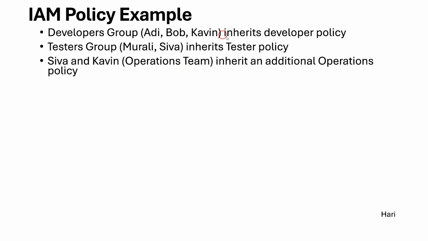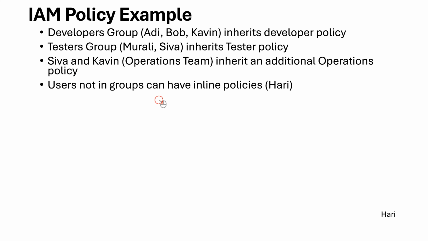If you see, Kavin is a part of the developers group and Shiva is part of the tester group. And now Shiva is part of the operation group and Kavin is also part of the operation group. And they have one more policy called operation policy. We attach it to this operation group. Now you may have some users, for example Hari, who do not belong to a particular group. In that case, if you assign any IAM policy to Hari, that policy should be considered an inline policy.